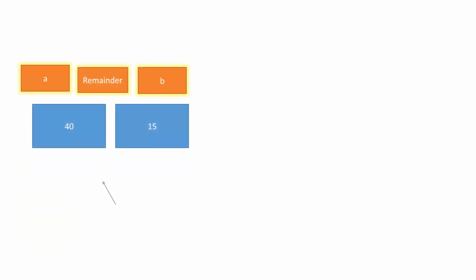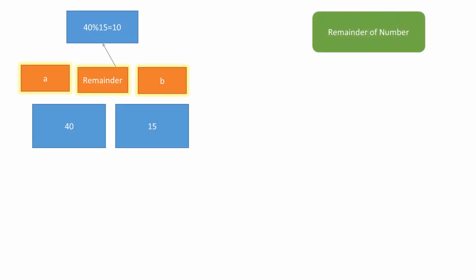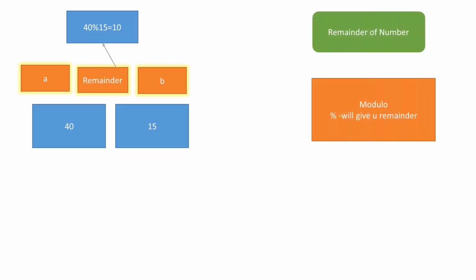The third example given is A value is 40 and B value is 15. You need to find the remainder. So 40 divided by 15 will give me a remainder of 10. This is how you will find the modulo. We have understood that with this sign, we can easily find the modulo.